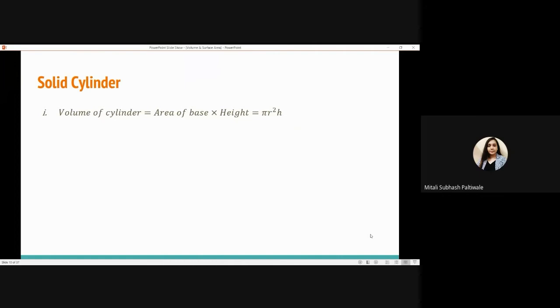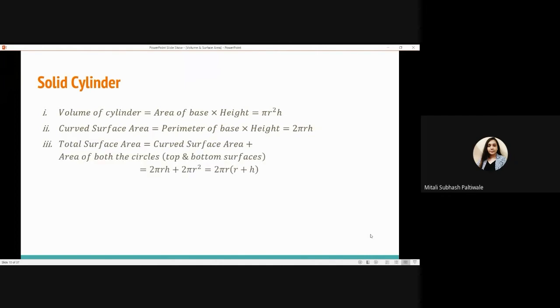Now, pi r square, from where does this come? It's the area of a circle. The base is made up of a circle. That is why we take it as pi r square h. Now the curved surface area would be the perimeter of the base into the height. The perimeter of the base would be 2 pi r and the height would be h.